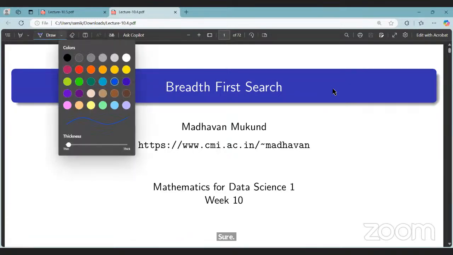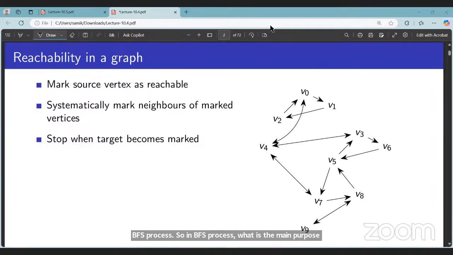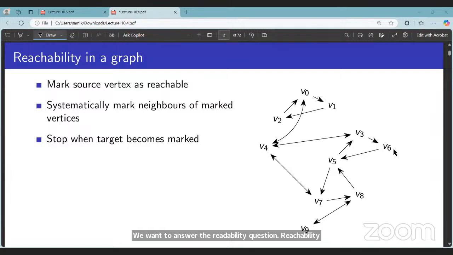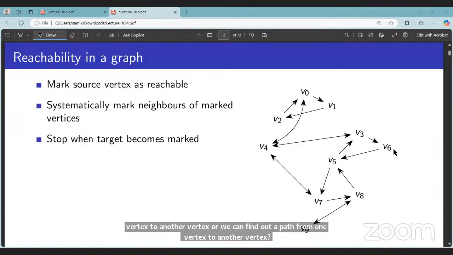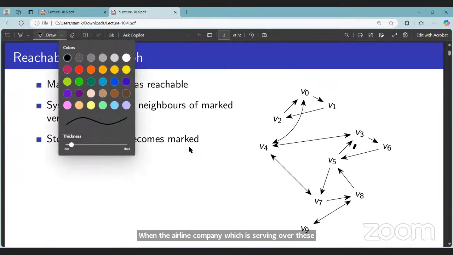So let's start with what is a BFS process. In the BFS process, the main purpose is to answer the reachability question. Reachability question means if we have a graph, can we move from one vertex to another vertex, or find a path from one vertex to another. For example, this is your graph. This graph represents an airline network. This is one airline company serving these cities, and every vertex is denoted by one city.